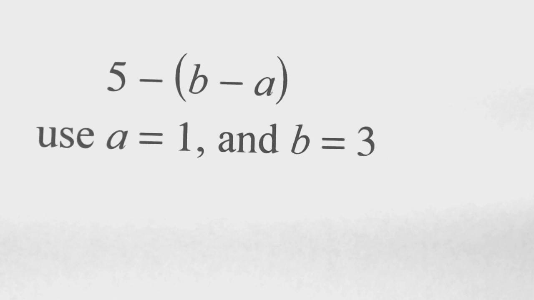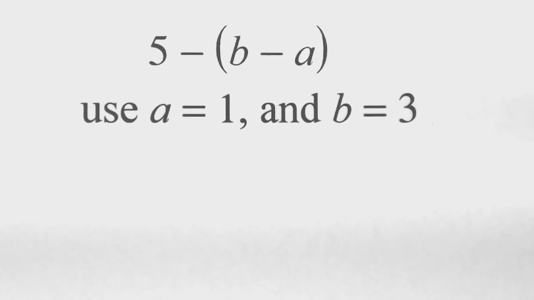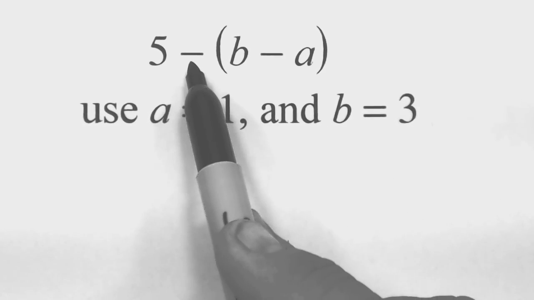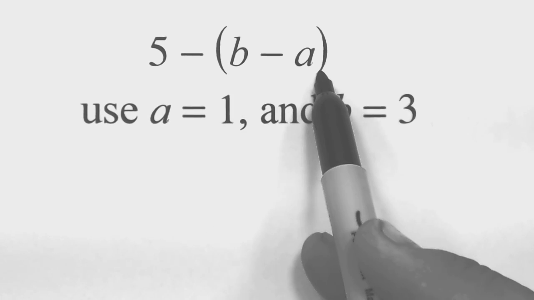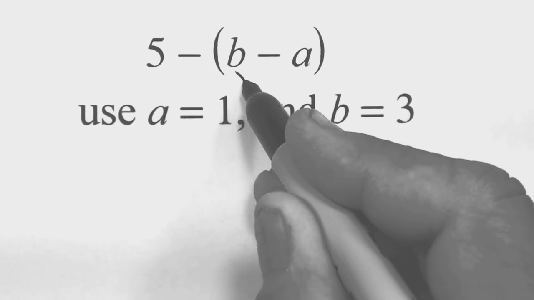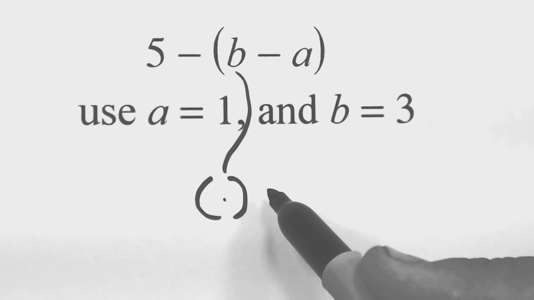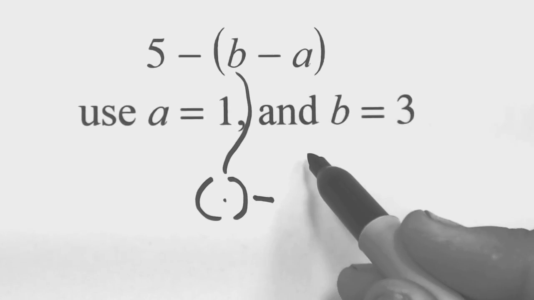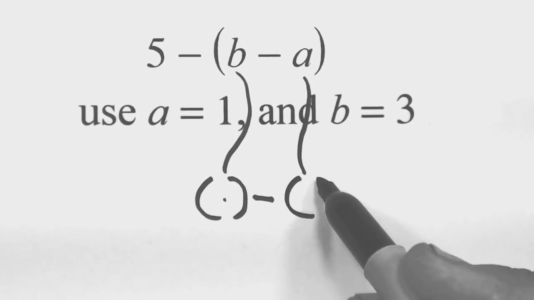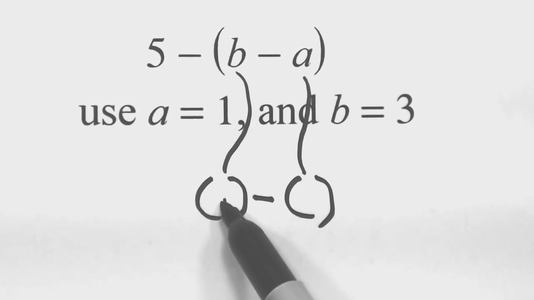Well, the next thing that shows up is we can have situations where we've got some more parens involved. Let's take a look at this example right here and see what's going on. We have 5 minus, and in parens, b minus a. Okay, here's what we're going to do. As always, I'm going to make a hole for each of the variables. Here's a hole for my b. I've got a minus sign between it and the hole for the a. Here that is. Now, I've replaced the b and the a with their holes.